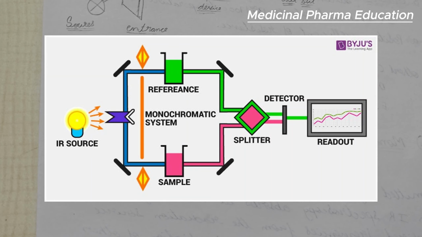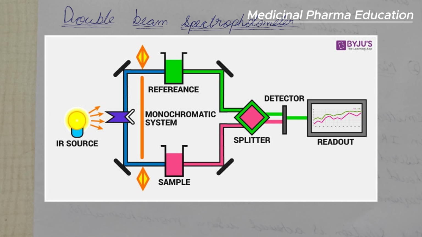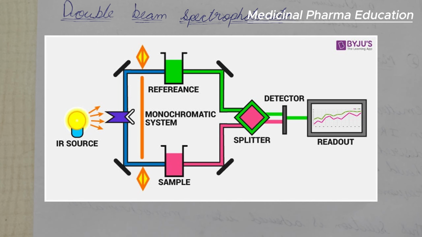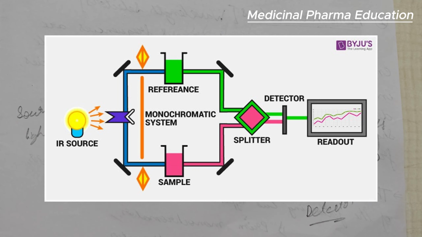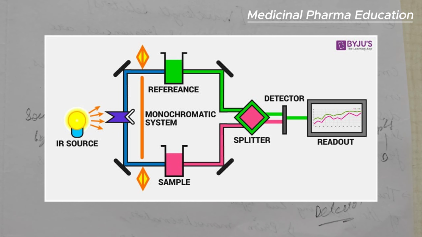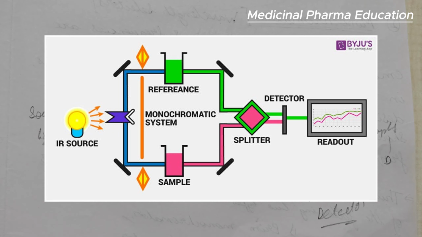Here you can see a double beam spectrophotometer. I have not drawn the diagram accurately, so I'll show you the image. I have drawn the diagram, but it's not accurate, so I have given the best example with this diagram.